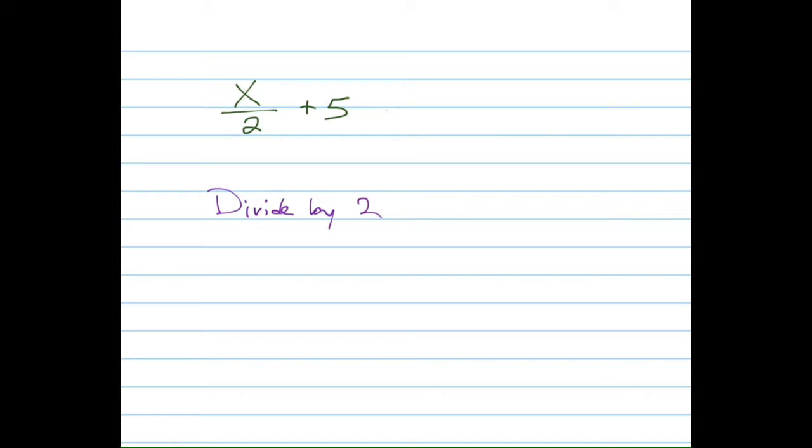And then what would I do? I would add 5. So in order to solve this equation, I'm going to do the opposite steps in the opposite order. So the last step was adding 5. What's the opposite of adding 5? Subtract 5. So that's going to be my first step. And then the next one was divide by 2. What's the opposite of dividing by 2? Multiply by 2.